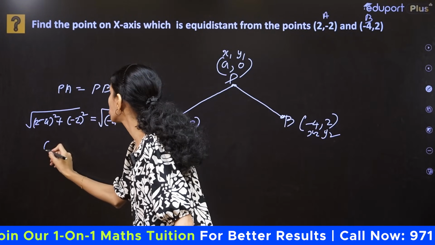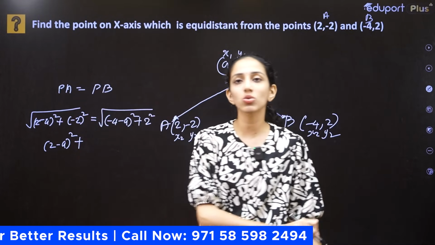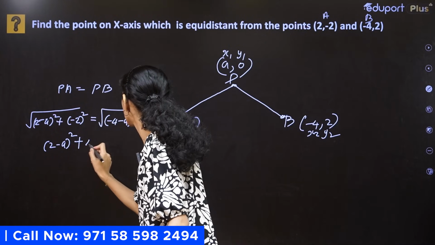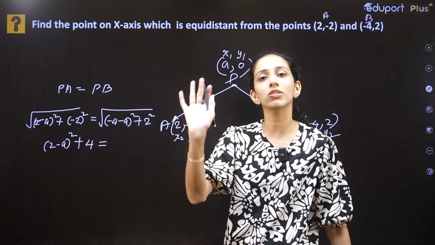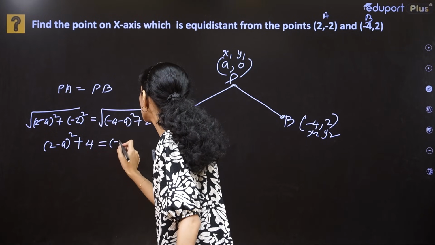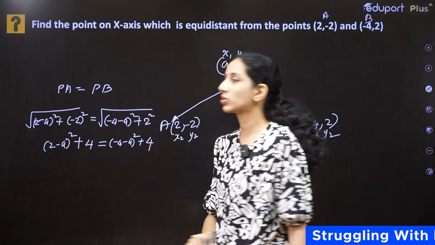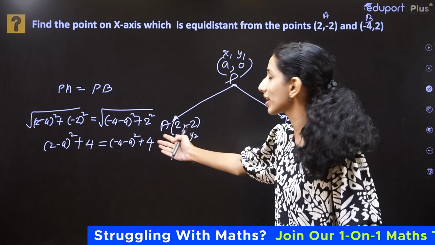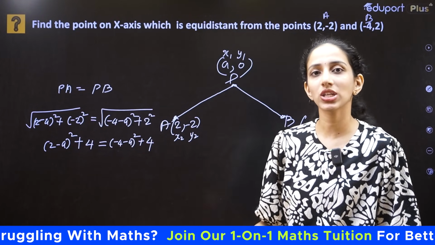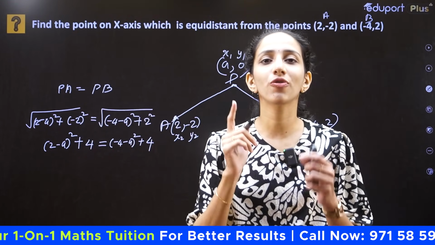So what is the conclusion? (2 minus a) all square plus (-2) all square, and (-2) all square is 4, which is equal to (-4 minus a) all square plus 2 square, which is 4, since the square root is also eliminated. Then we can solve. We know how to solve. That's actually a simple equation. So you can solve that problem and just find out the value of a.